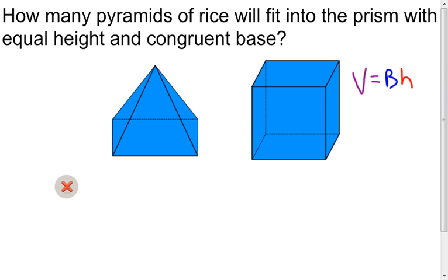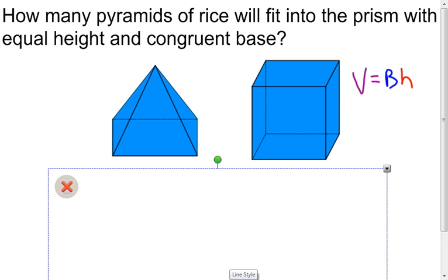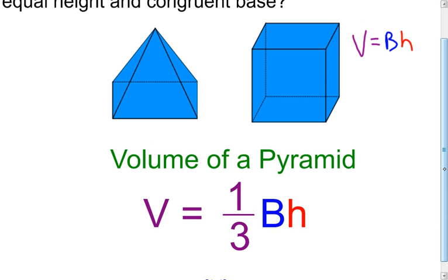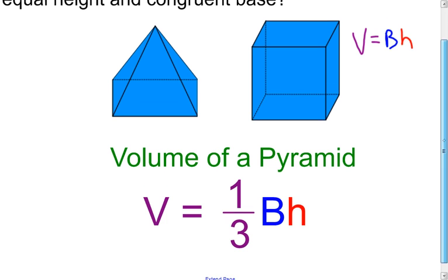If I can get 3 pyramids inside of a prism, then to calculate the volume of the pyramid, I just need to take 1/3 of it, or divide it by 3. So then I have the formula for the volume of a pyramid: 1/3 B h. Remember, big B stands for the area of the base, so you might want to write that down next to the big B, and the height would be the height of the pyramid.